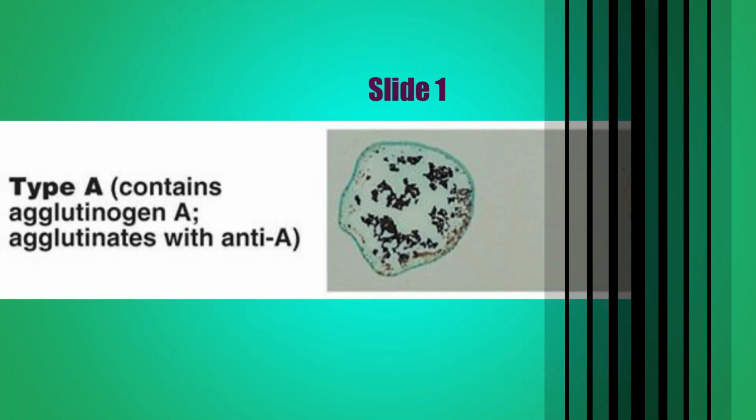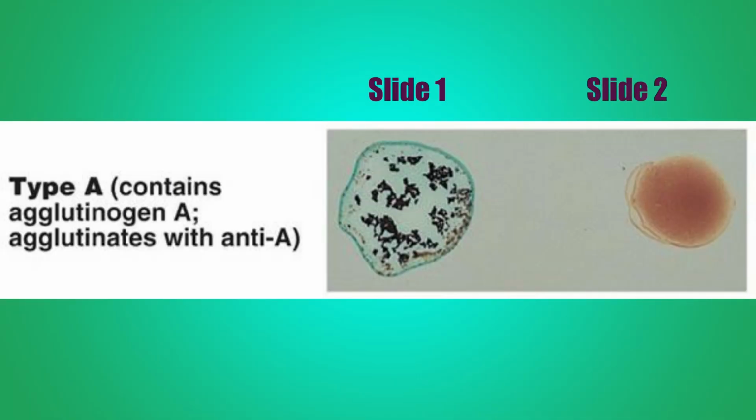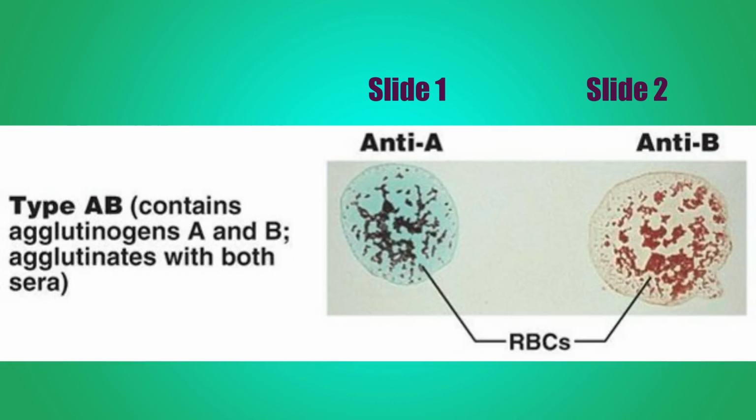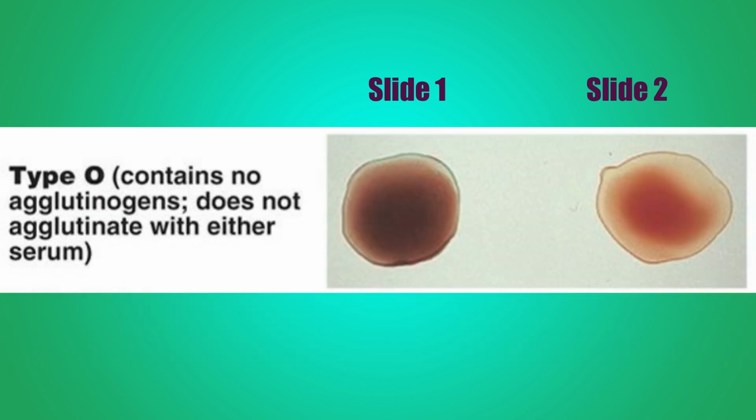You belong to A blood group if agglutination occurs on slide 1 only, B blood group if agglutination is observed on slide 2 only, AB blood group if agglutination occurs on both slide 1 and 2, O blood group if no agglutination is seen on both slides.